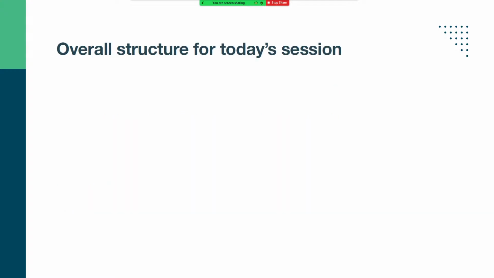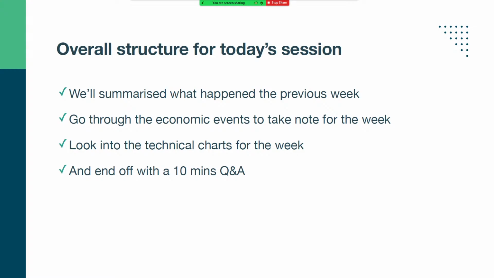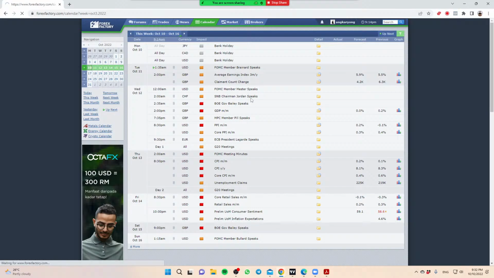As I mentioned, the overall structure will summarize what happened in the previous week, go through the economic calendar for this week, and look into the technical charts. I want to keep this concise and sweet, so we're not going to drag too long. At the end of this session we're going to have a little bit of Q&A to answer a couple of questions that you might have, and we'll wrap it up from there. Cool. With that, let's jump into the calendar for the previous week.